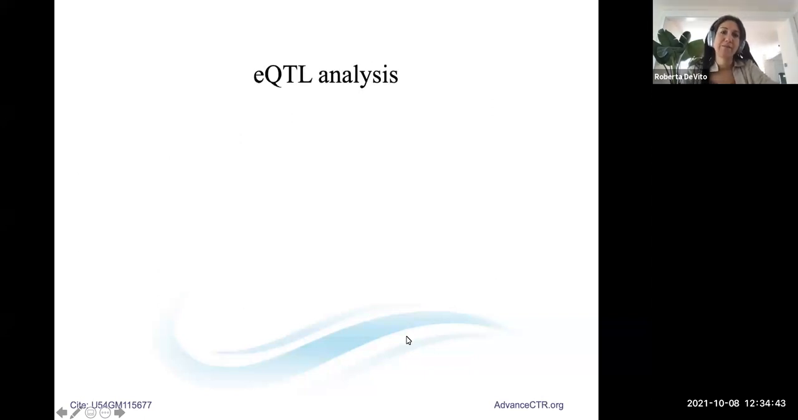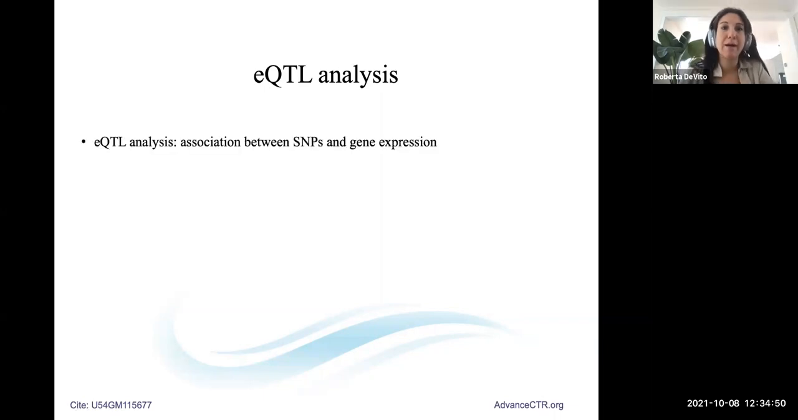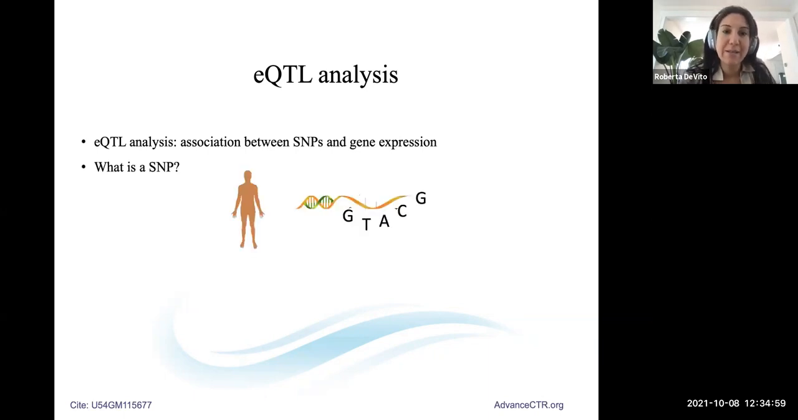So what is this eQTL analysis? This eQTL analysis is a powerful tool to identify an association between a SNP and gene expression. What is a SNP? A SNP is a change in the DNA sequence. Suppose you have this DNA sequence, you can see that this G will become a T. This is a so-called SNP, or also a mutation in the DNA sequence.